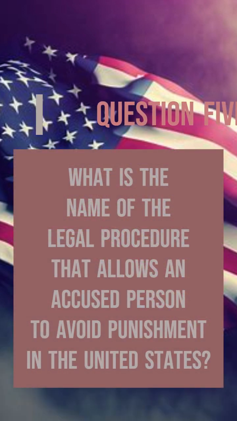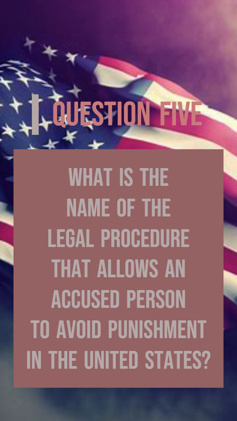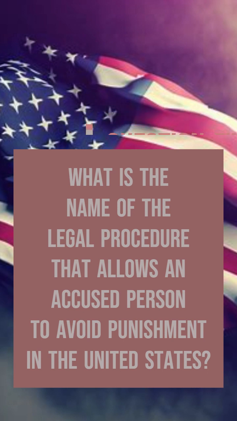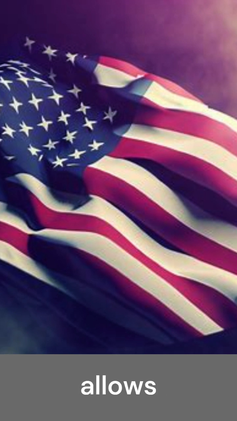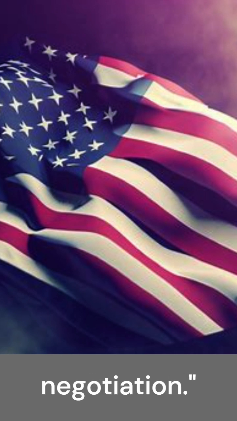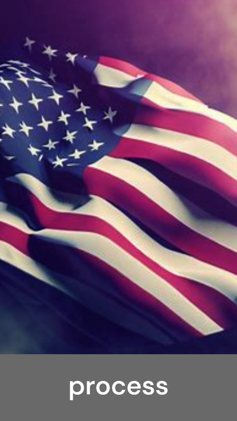What is the name of the legal procedure that allows an accused person to avoid punishment in the United States? The legal procedure that allows an accused person to avoid punishment in the United States is commonly known as plea bargaining or plea negotiation. Plea bargaining is a process in which the accused person, their defense attorney, and the prosecutor negotiate an agreement regarding the charges and potential sentence.